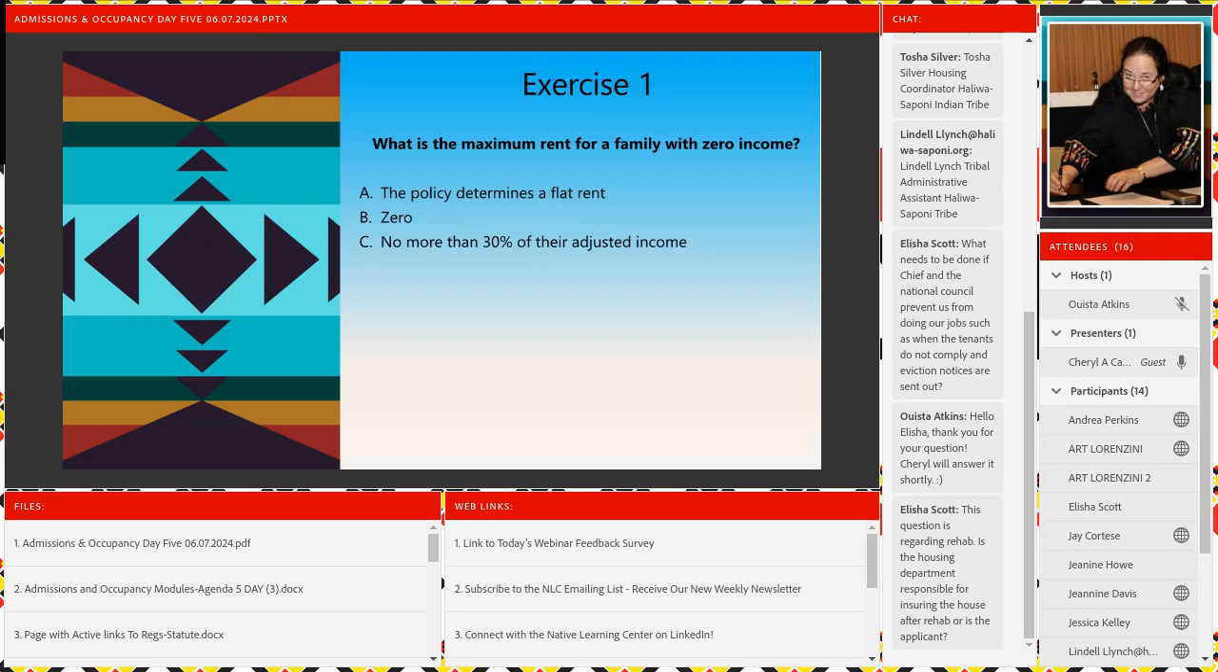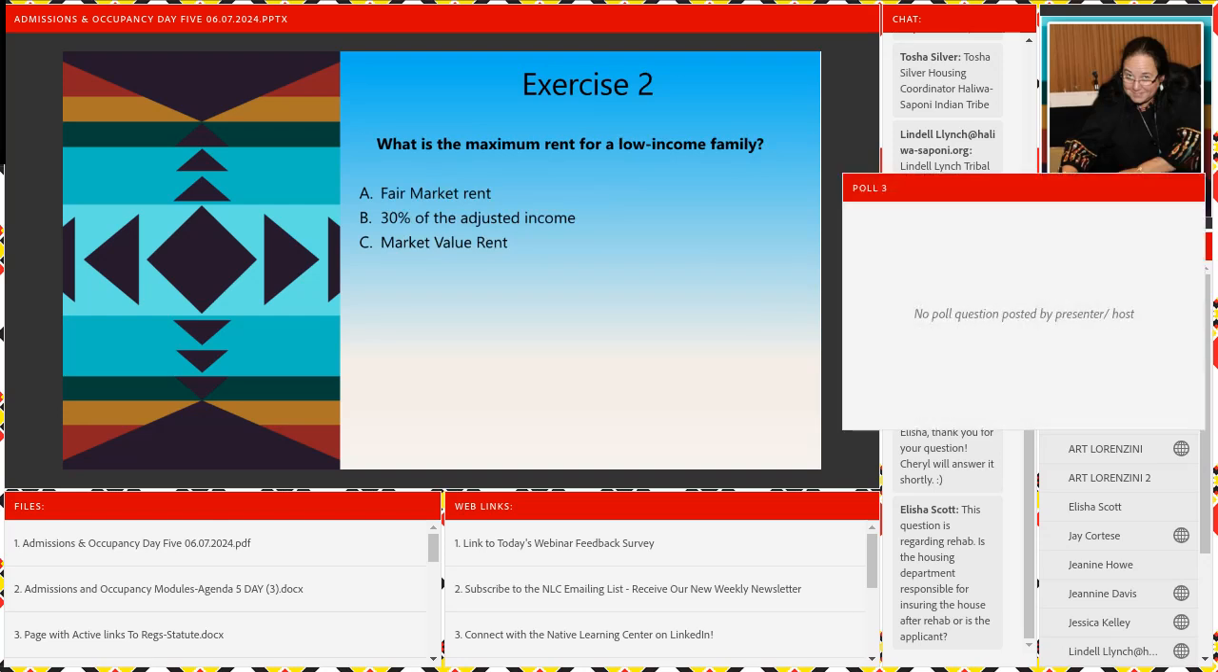Zero. Actually, that could be minimum rent too with zero income. 30% of zero is zero. What's the maximum rent for a low income family?